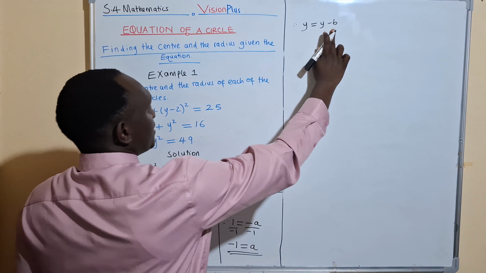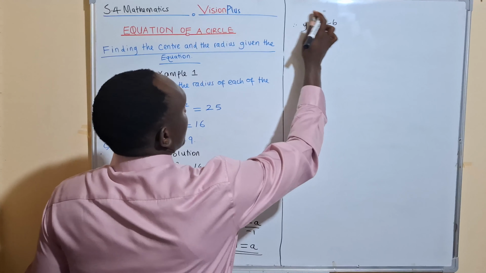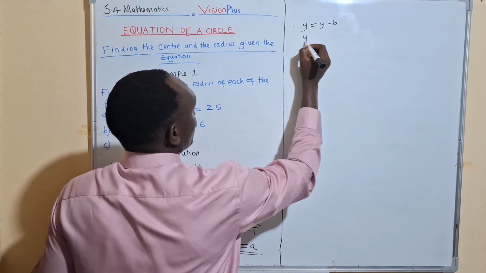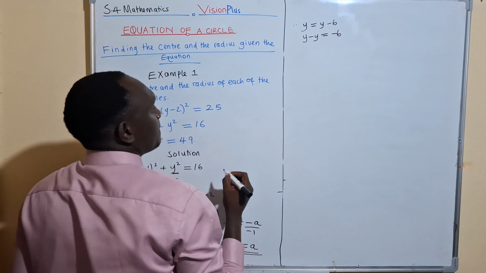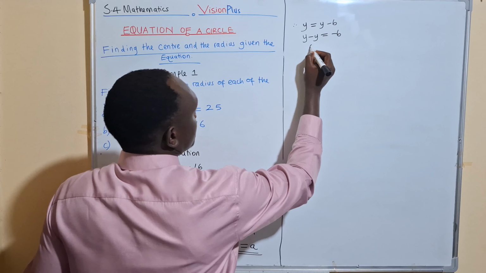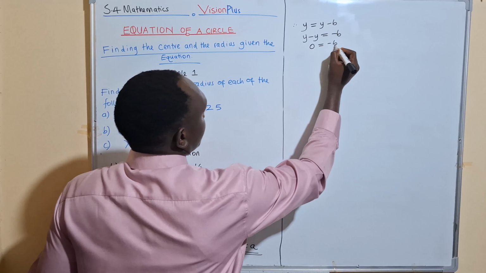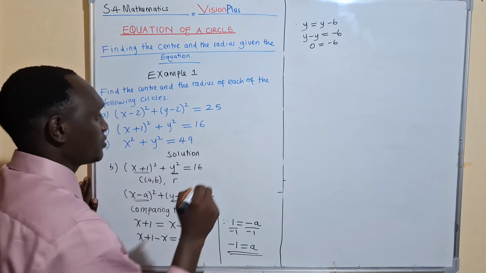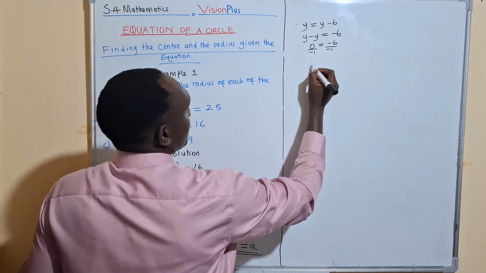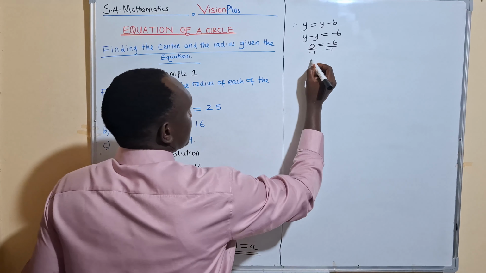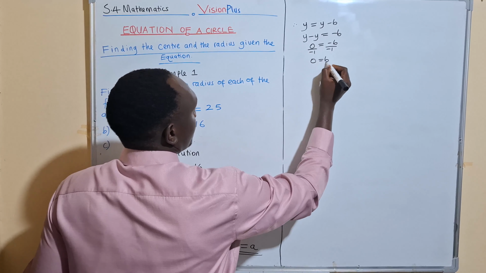Now here let us make b the subject of the formula. So we shall carry y that side. This means that we shall have y minus y equals negative b. Y minus y is 0. So 0 equals negative b. But we are looking for b. So we shall divide both sides by negative 1. 0 divided by negative 1 is still 0, equals b.